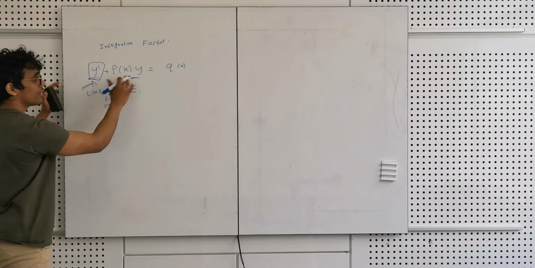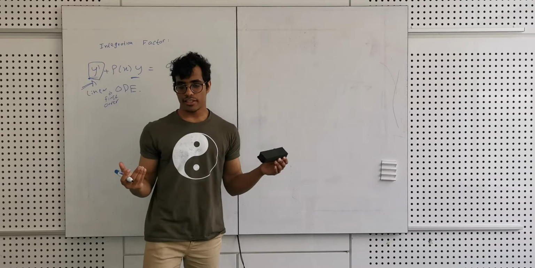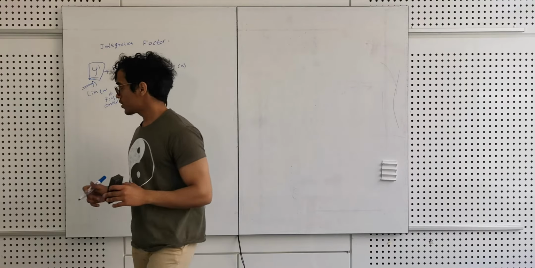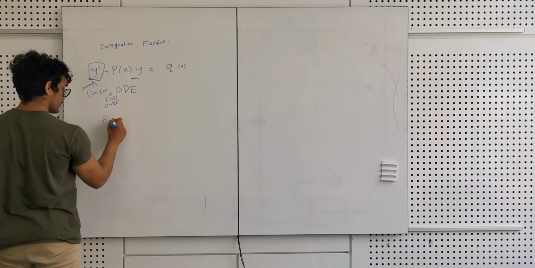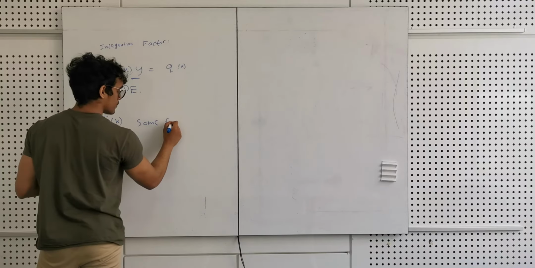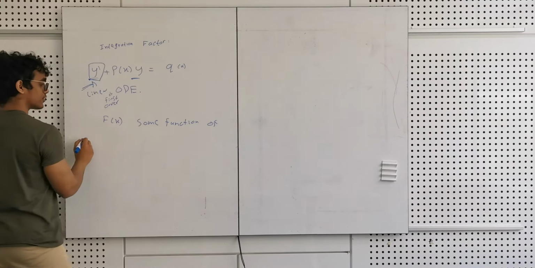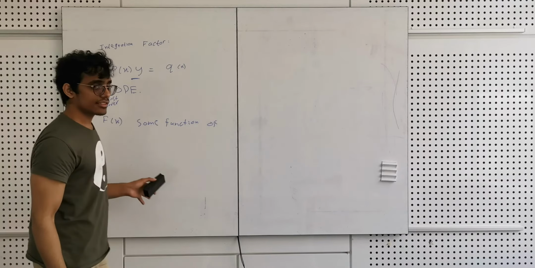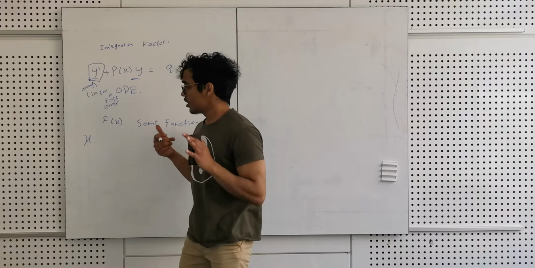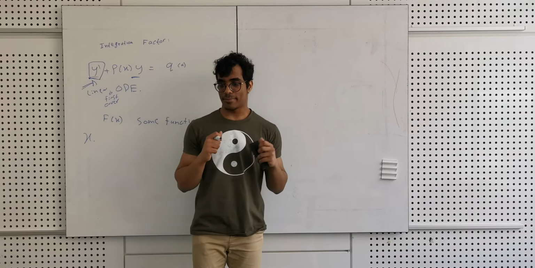So the way we solve such an example, the first order linear ODE, is by introducing a new function. We're going to call this function f of x. So f of x is some function of x. The cool thing about this function, we want to create such a function that we're going to do a trick in math.